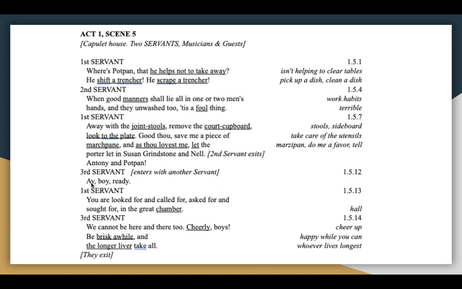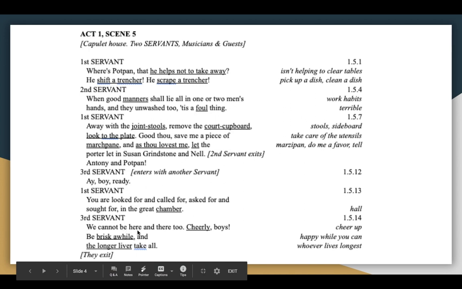Little joke there. The third servant enters with another servant. "Ay, boys, ready. You are looked for and called for, asked for and sought for, in the great chamber. We cannot be here and there too. Cheerly, boys! Be brisk a while, and the longer liver take all." So I can't be everywhere. I'm doing the best I can. Be happy while you can. Whoever lives the longest takes everything.